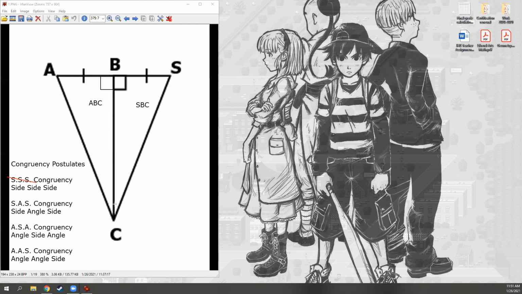This side right here, running all the way up the middle, side BC, is the exact same side in ABC and SBC. It's the exact same side, and it happens to be in both triangles, doesn't it? Which means it is, of course, equal to itself. It's equal in both triangles because it's in both triangles.